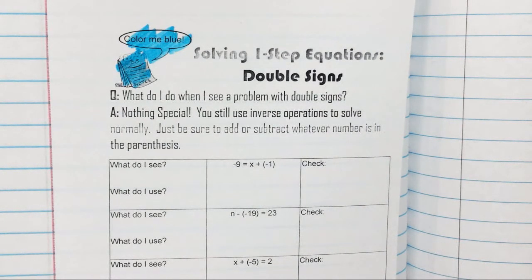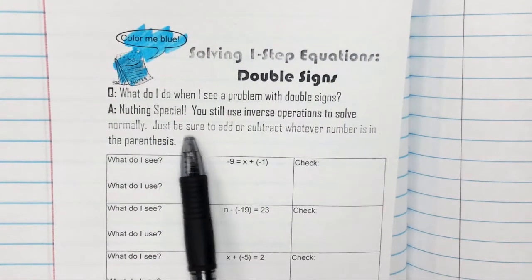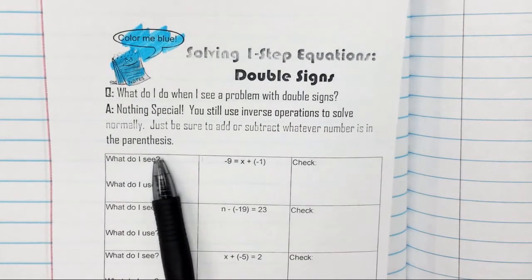And the answer is, nothing special. You still use inverse operations to solve normally. Just be sure to add or subtract whatever number is in parentheses.